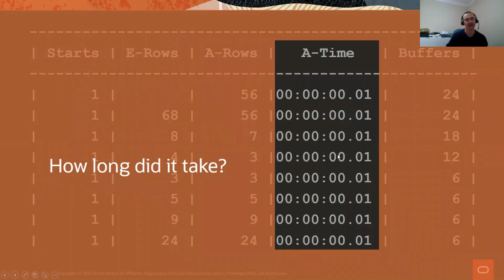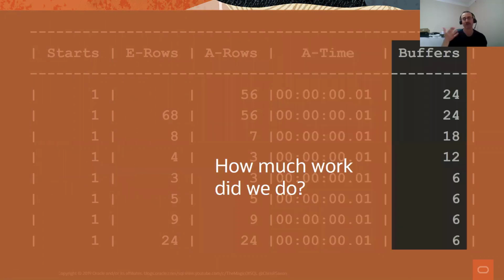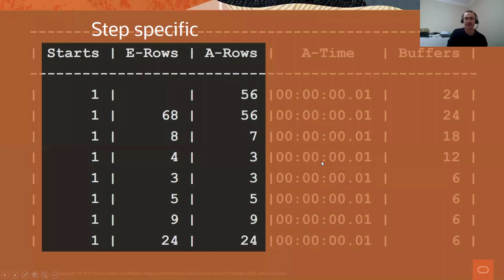Next up, A-Time, actual time. How long did it take to run this? And Buffers. So this is your IO, also known as consistent gets, buffer reads, and so on. How much work did we do to process all of these things? If we look at the ones on the left, these are all specific to that particular line in the plan, that particular operation. So this second one here, we started it once, we estimated 58 rows, we got 56 rows. Pretty close. That's a reasonable estimate for how we did.